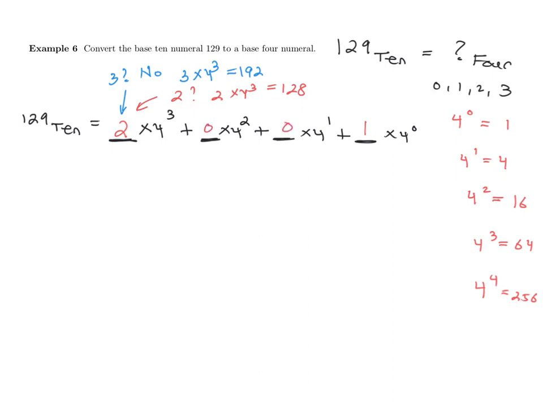So how can you write 129, which is in base 10, as a base 4 number? It's going to be these 4 digits with a subscript of 4. That is, we get 2, 0, 0, 1, base 4. So here's how you can convert from a large base 10 number into a smaller base.